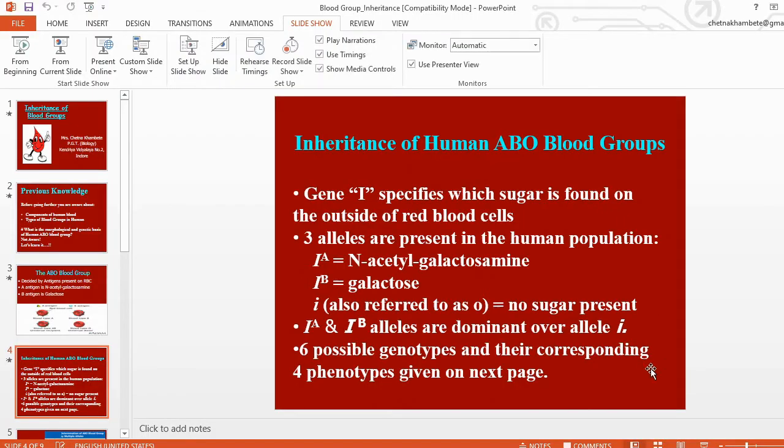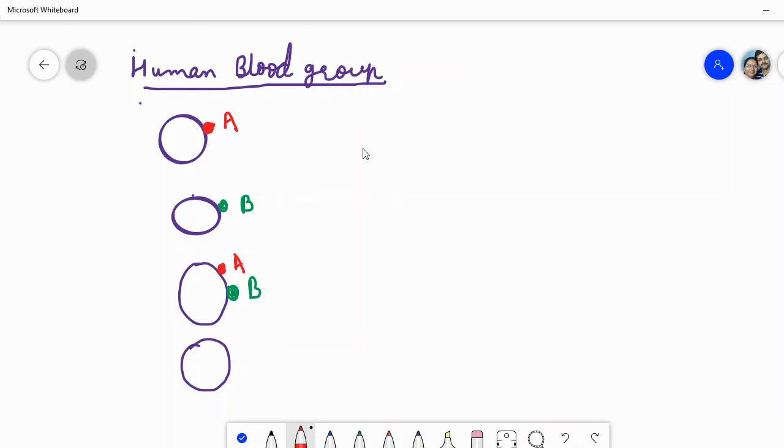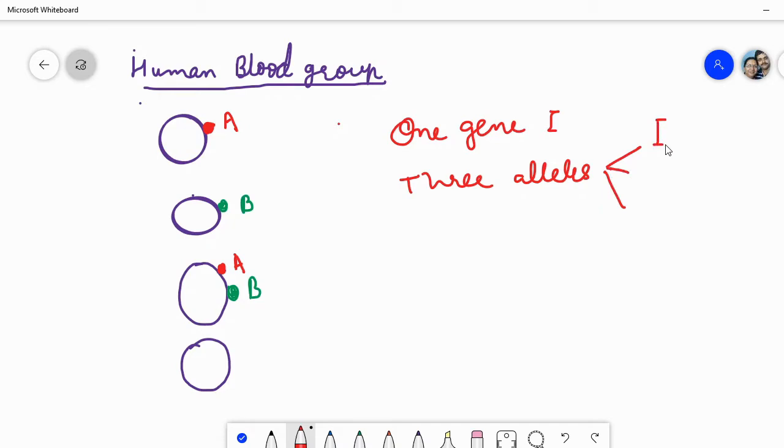But how are these 6 possible genotypes and 4 possible phenotypes obtained? Let us see. Suppose I told you that there is one gene I, right, and 3 alleles. What are the 3 alleles here? IA, IB and small i. IA and IB both are dominant over the small i. So small i is the recessive one.